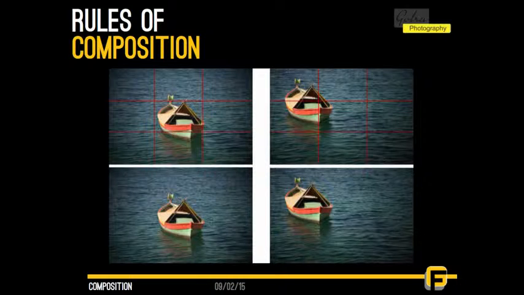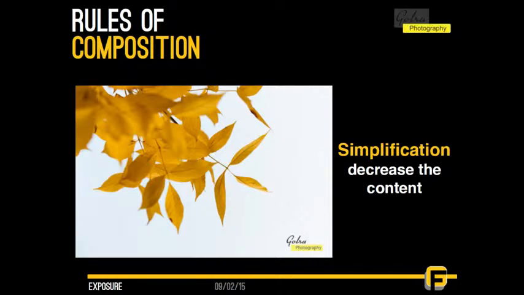Now, simplification. Simplification means decreasing the content. Try to keep less content on your screen, not a lot of things. Here it is simple: a white background, and then you have a yellow flower with leaves over there. Simple, nice to see, nice to understand, and nice to digest visually.